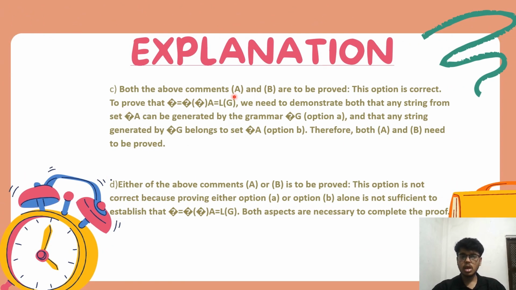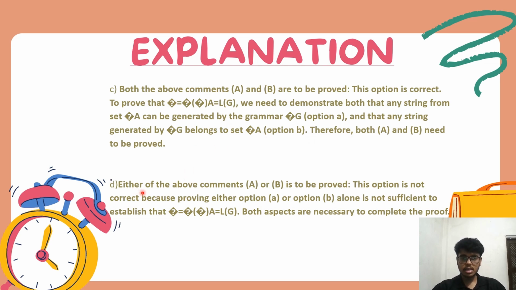Option C: both the above options A and B are to be proved. This option is actually correct. To prove that A equals L of G, we need to demonstrate both that any string from set A can be generated by the grammar G and that any string generated by G belongs to set A. Therefore, both A and B need to be proved.